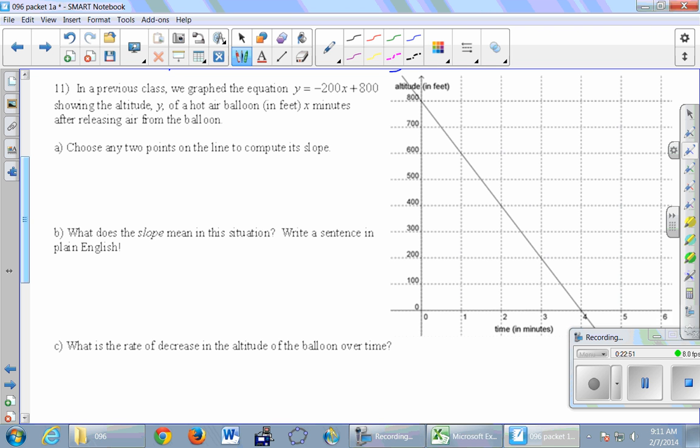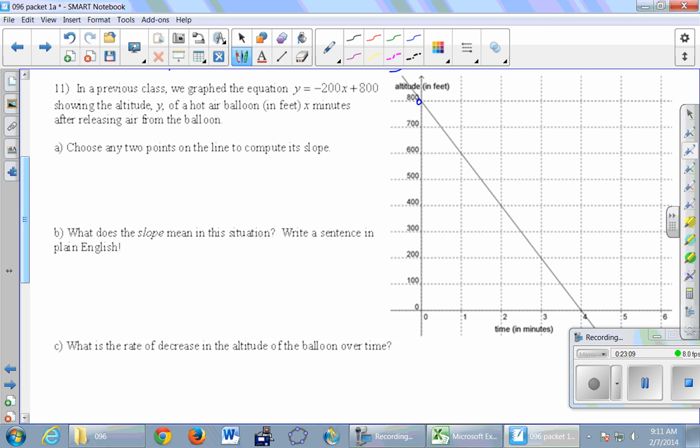And then what does that 4 represent on the x-axis? Yeah, that's how many minutes it takes until what happens? Until we hit the ground, because at that moment our altitude is 0, and then we just follow this linear path down to the ground the whole time. So we're going to pick 2 points and we're going to calculate the slope.